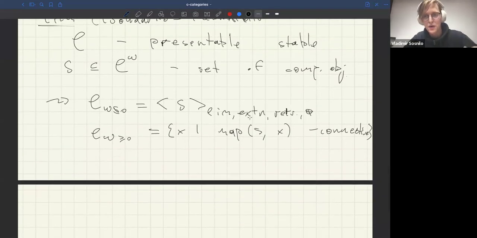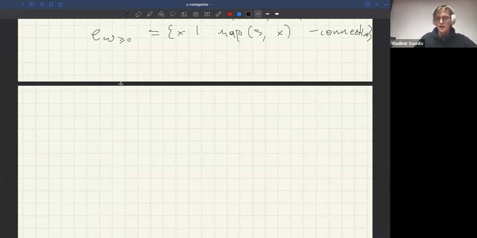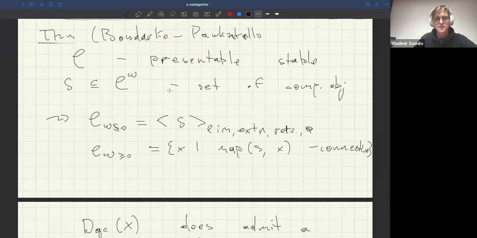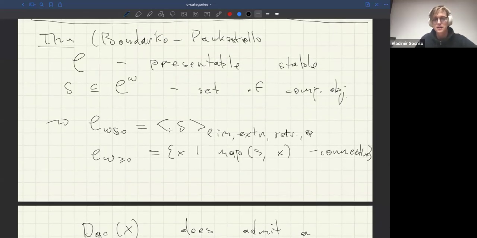Yeah. Anyway, what this means is that we can have an unbounded weight structure on the category of all quasi-coherent complexes over X. So let me maybe use this notation, DQC of X, does admit a compactly generated weight structure. So yeah, a weight structure that satisfies the assumptions of the theorem is called compactly generated.